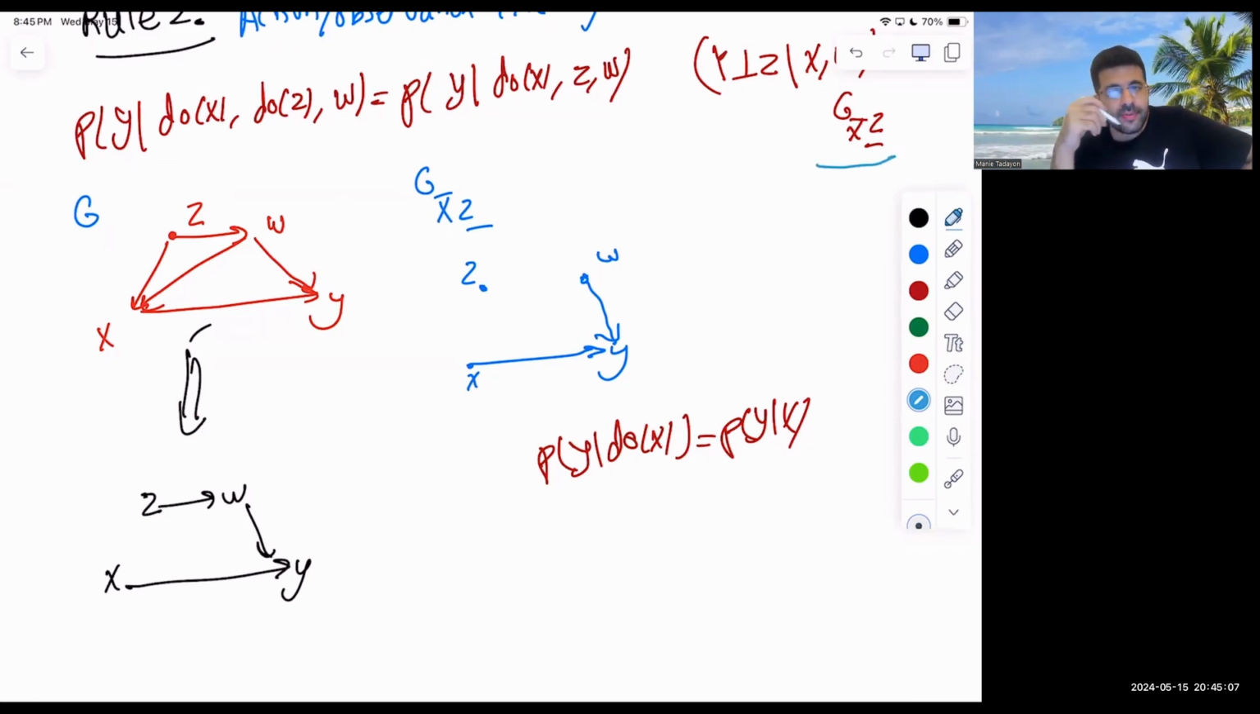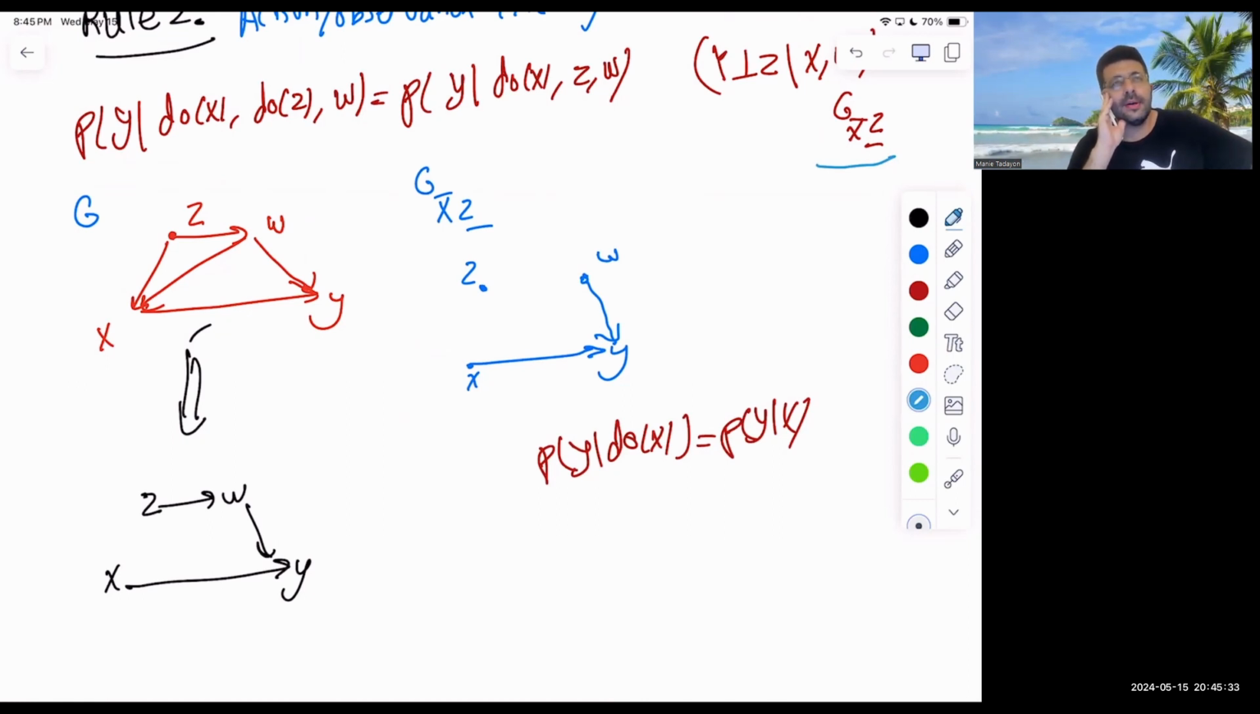X bar, remove everything, and Z underline, a line underneath Z, means remove all the edges that are going out of Z. In a sense, we don't want Z to dictate any child node. In a sense, do and C are the same because the do doesn't really matter here. That's another way you can improve your intuition.